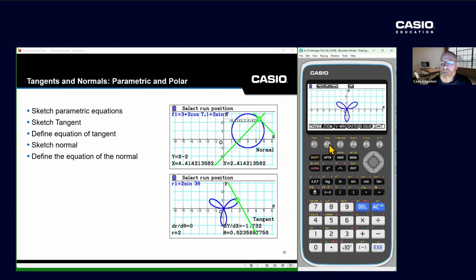I can Shift and sketch the tangent. Again, this places it at theta equals 0. If I then change it to, I think this is pi divided by 6. There you go. That is my tangent at pi divided by 6, and I can get the Cartesian equation of it as well. Okay. So you can do it with polar and parametric, Cartesians and polynomials and other functions.